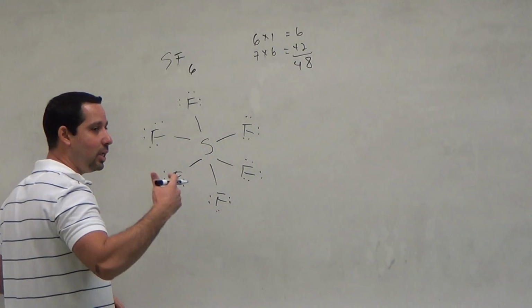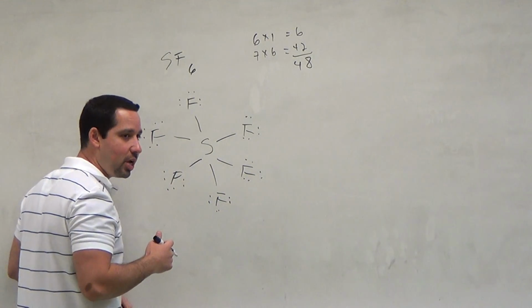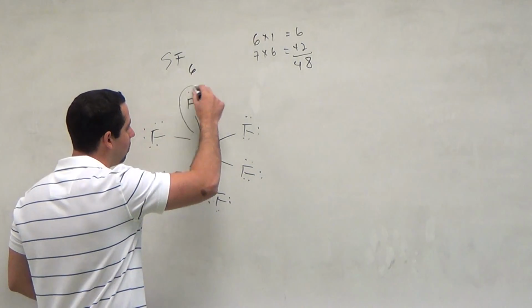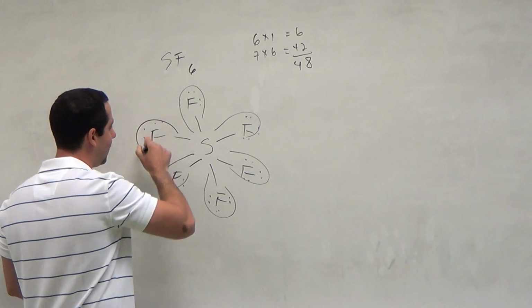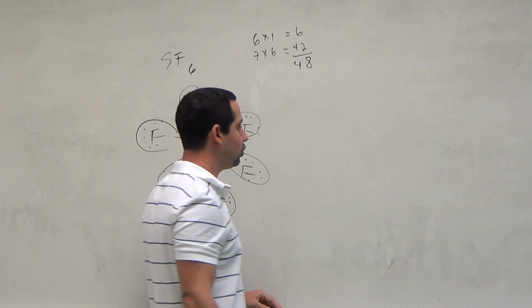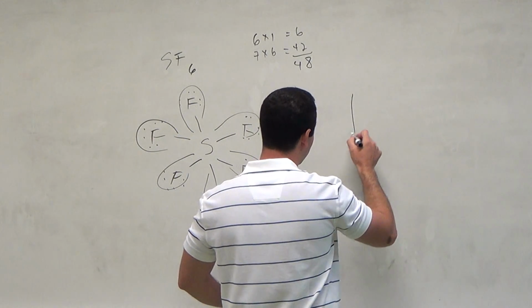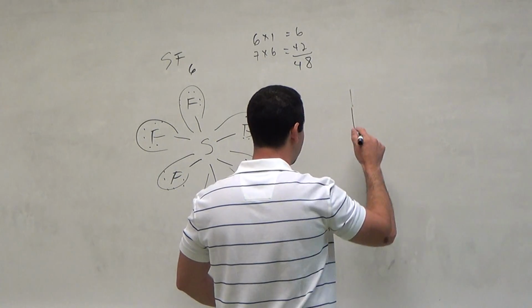So, how many groups of electrons does that have? 6 groups. 1, 2, 3, 4, 5, and 6. The structure for something that has 6 groups is like this.